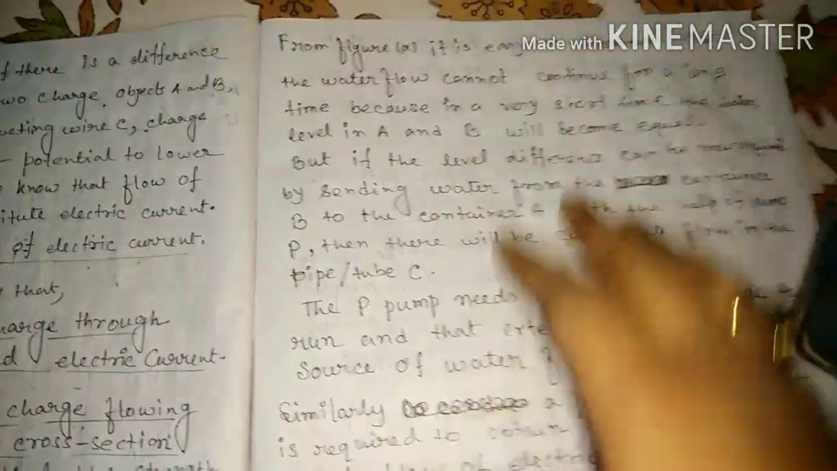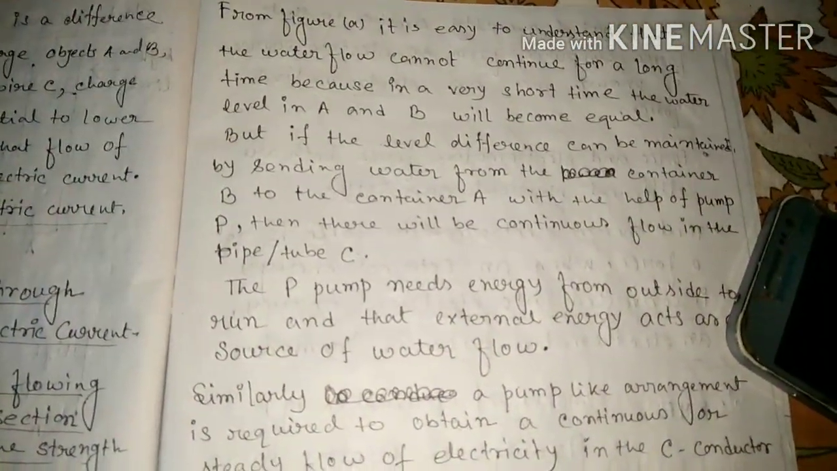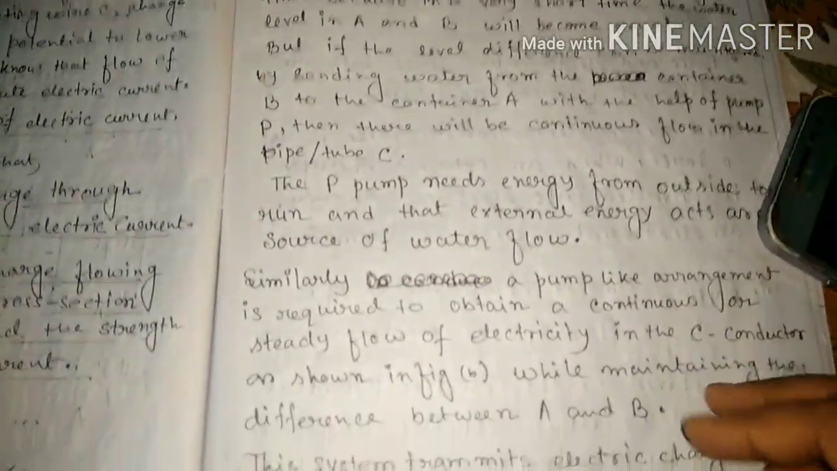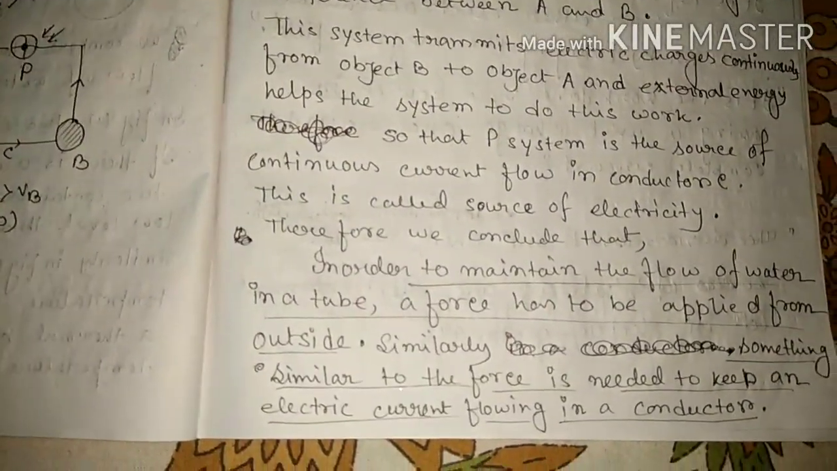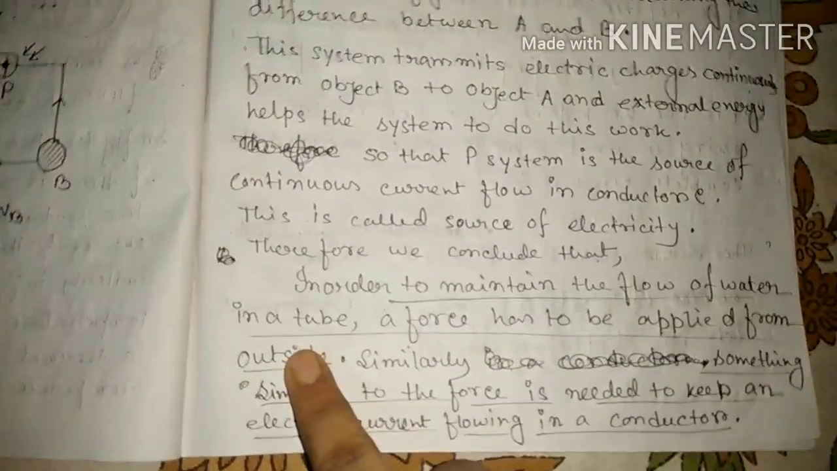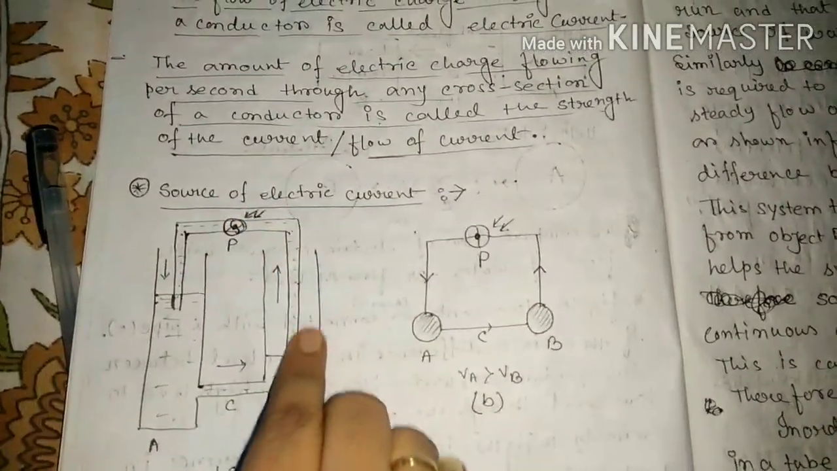Here all these things I will write and explain, what the figure tells us. So what we can conclude is that in order to maintain the flow of water in a tube, a force has to be applied from outside, a force which acts on the pump. That's why the pump sends the water from A to B.